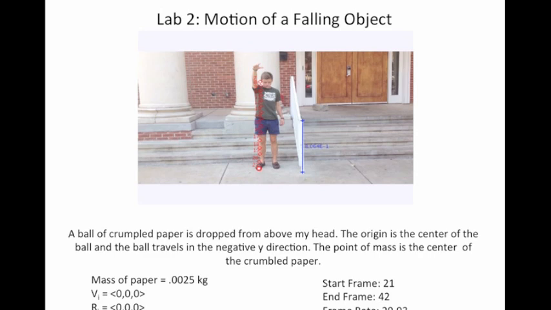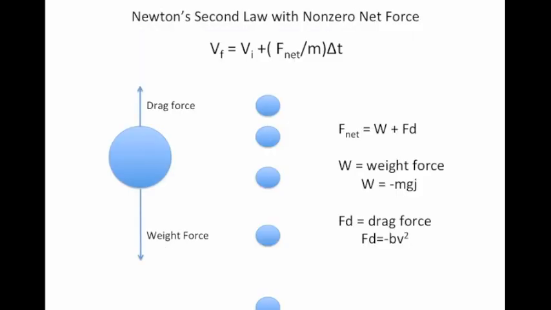The initial velocity and position are both 0. The video is 21 frames long and has a frame rate of 29.93. The principle being observed is Newton's second law with a non-zero net force. The equation for this law is Vf equals Vi plus F net over m times delta t.